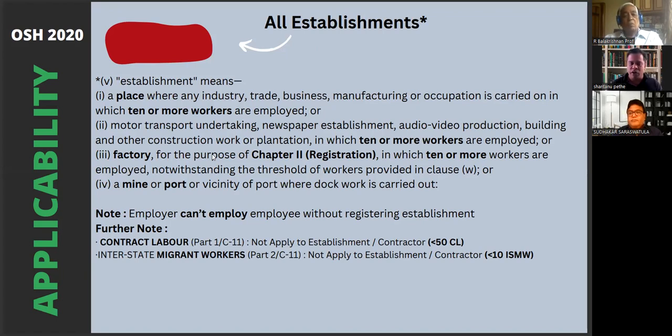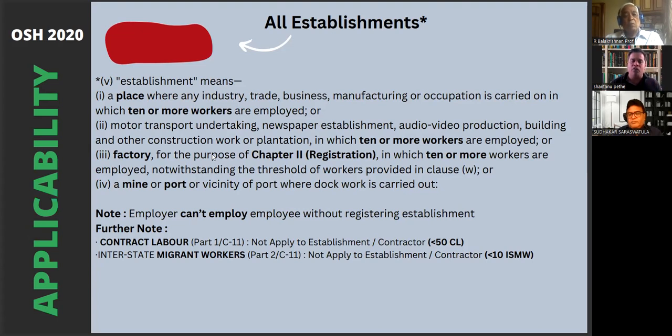Chapter 2 relates to registration, in which 10 or more workers are employed, notwithstanding the threshold of workers provided under clause W. So basically, in the factory definition, what we have seen till now is that there are 10 or 20 workers with or without aid of power. Now in this code, they have doubled the limit of number of workers in case of factory. So with aid of power, if there are 20 workers, then it will be treated as a factory. Without aid of power, if there are 40 workers, then it will be treated as a factory.